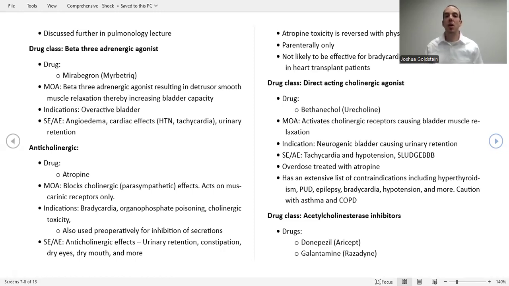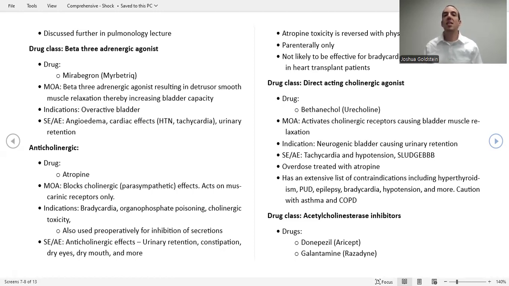Next, we have the drug class direct-acting cholinergic agonist. So this would be the opposite of an anticholinergic. The last one was an anticholinergic, and this would be essentially a procholinergic, a cholinergic agonist. The drug we have over here is bethanechol, and this is the primary drug in this class. It works by activating cholinergic receptors. This is used specifically for neurogenic bladder, and this works by causing bladder muscle contraction. The side effects of this are tachycardia and hypotension.